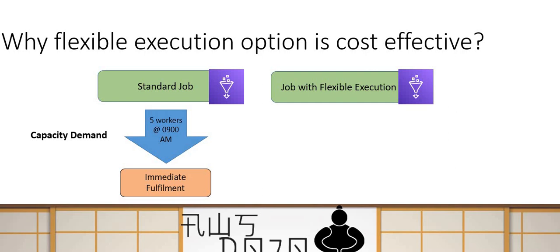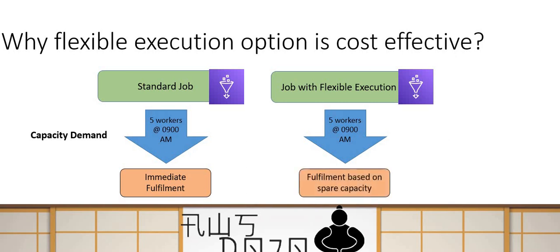Sharp, and it will complete the processing of the data. So with standard jobs, capacity demands are immediately met, depending on whether you're running it now or on a certain schedule. But if you configure the same job with the flexible execution option, then demand is not necessarily immediately met, but is fulfilled based on the spare capacity.